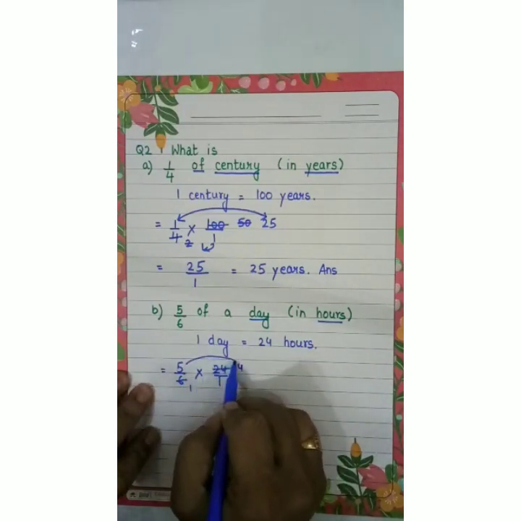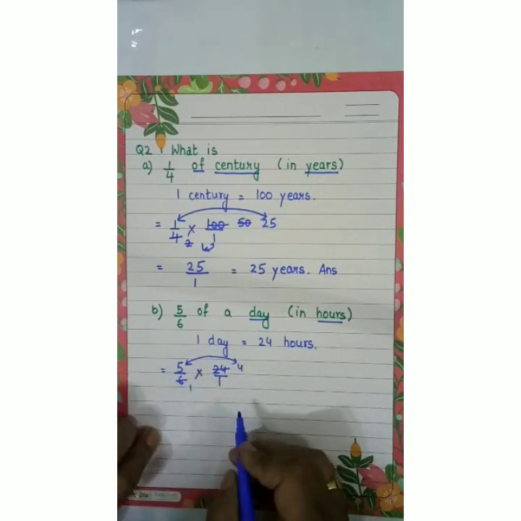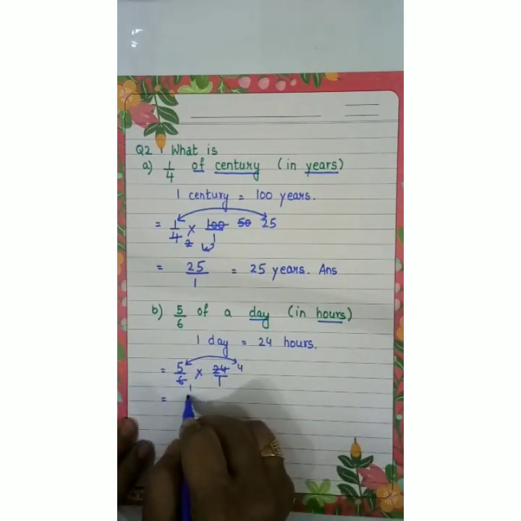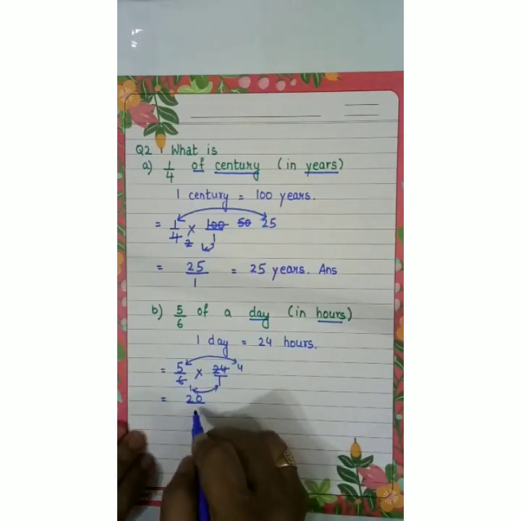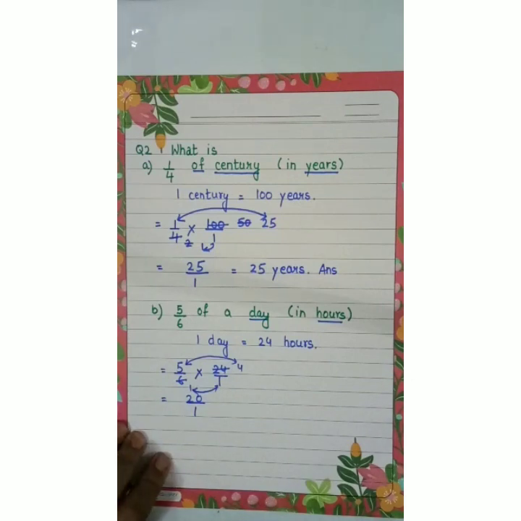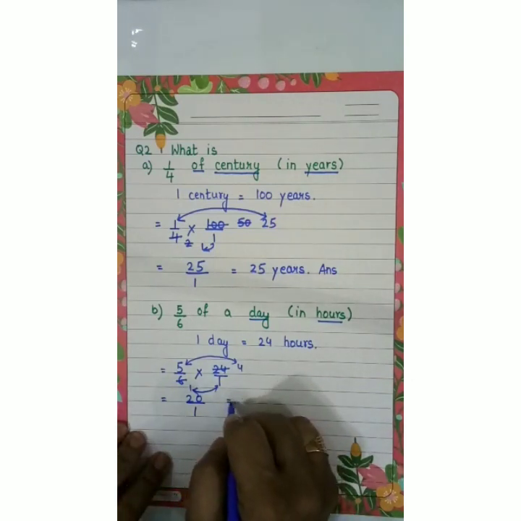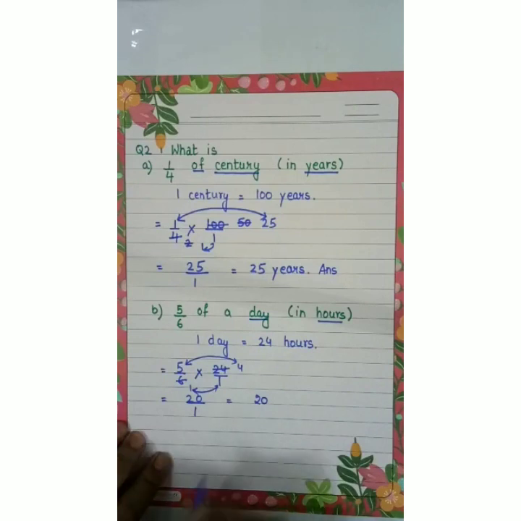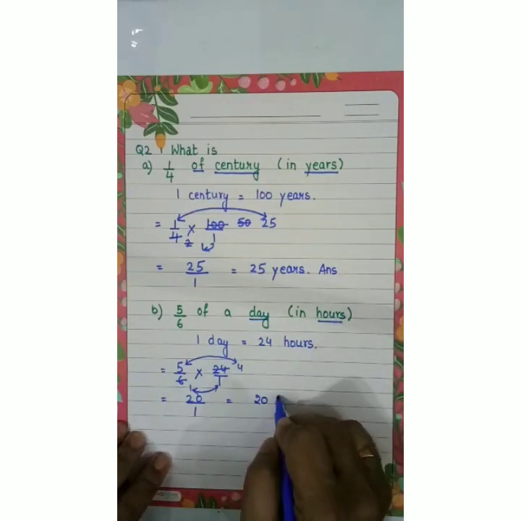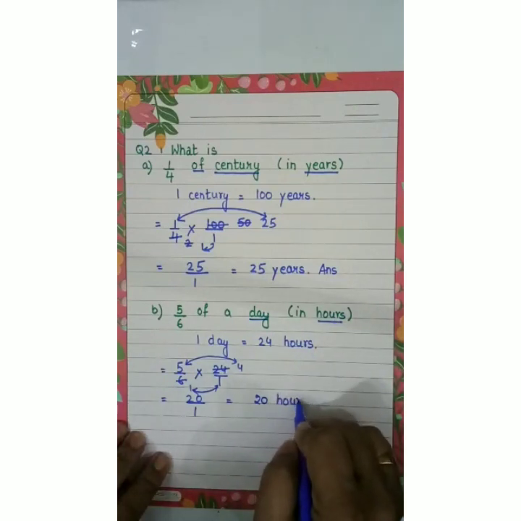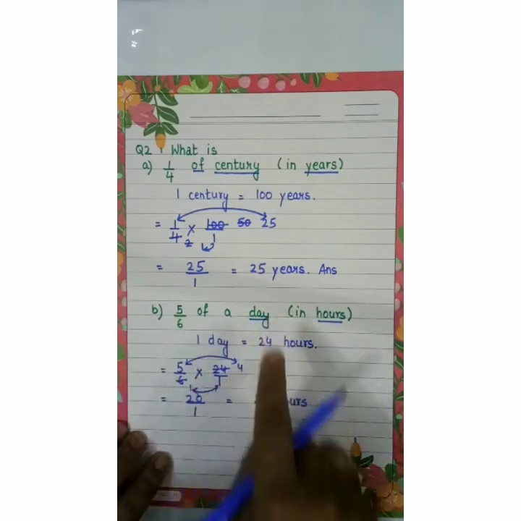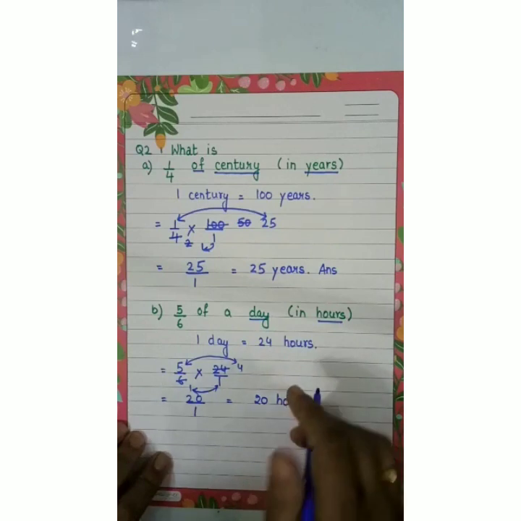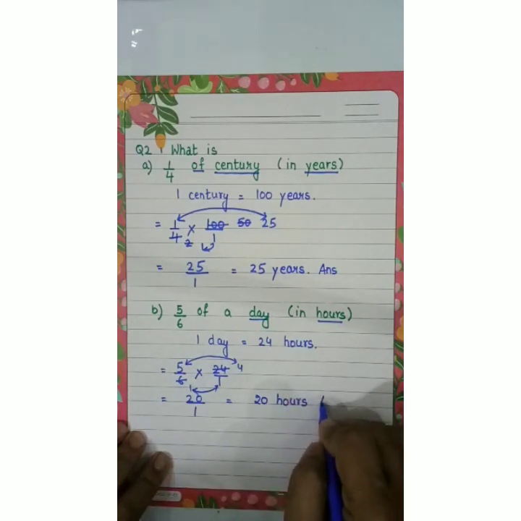So the numerators which are here are to be multiplied. So you get 20 divided by 1 multiplied by 1. It is 20 by 1. It can also be written as 20. The unit is to be written here. So you have found 5 by 6 of a day is how much? 20 hours. So this is the answer.